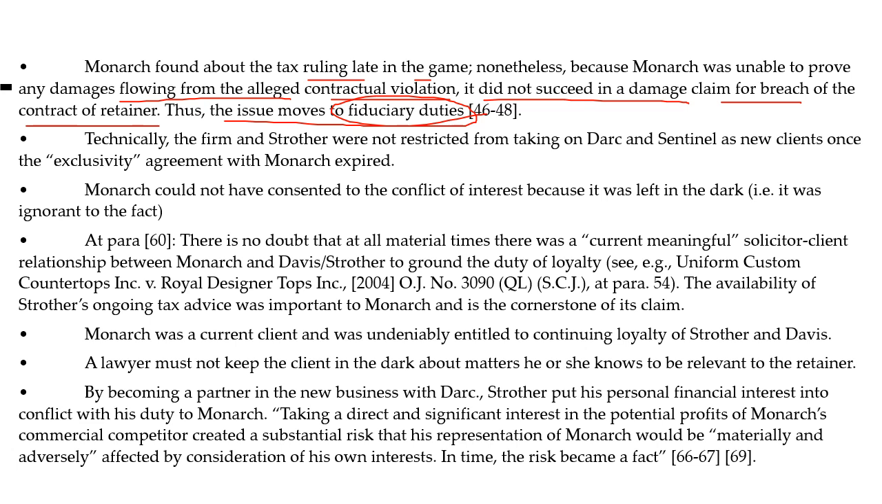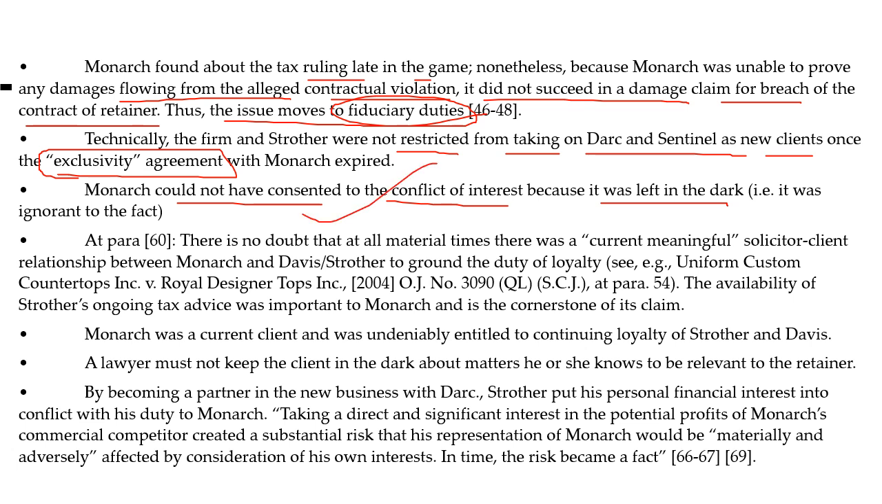Technically, Strother and Davis were not restricted from taking Dark and Sentinel as new clients once the exclusivity agreement with Monarch expired. Monarch could not have consented to the conflict of interest because it was left in the dark. Monarch did not know about this and could not consent. So that is why he did not take up this point. There is no doubt that at all material times there was a current meaningful solicitor-client relationship between Monarch and Davis Strother, which grounds the duty of loyalty.